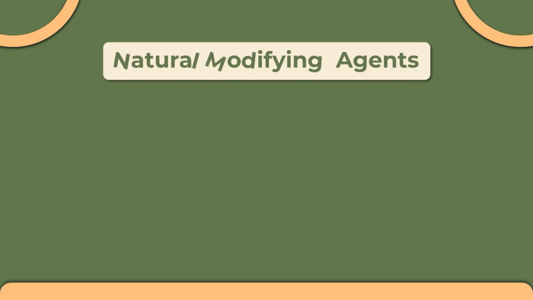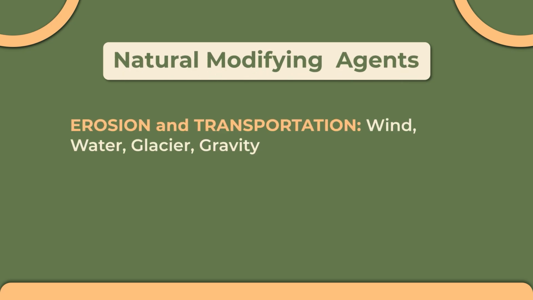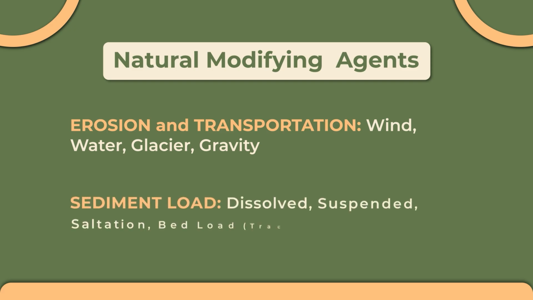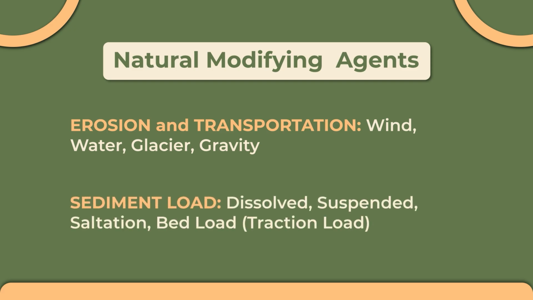The modifying agencies in nature are erosion and transportation. As I told you, erosion takes place of the granite, the basalt, sandstone or limestone, and they get transported by wind, water, glacier, or just by gravity. The material which is carried in that process is called the sediment load, and the sediment load goes in the form of a dissolved load or as a suspended load.